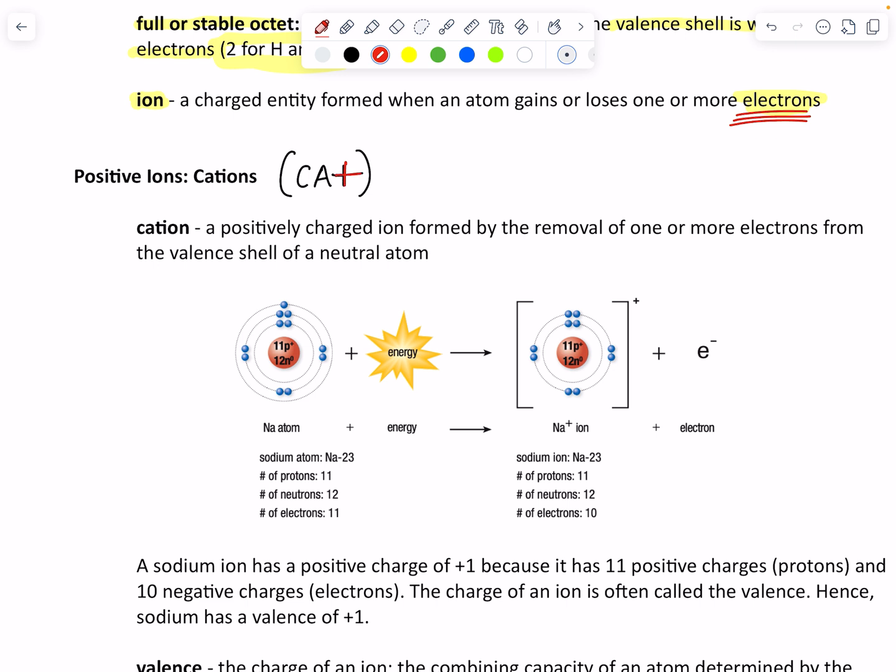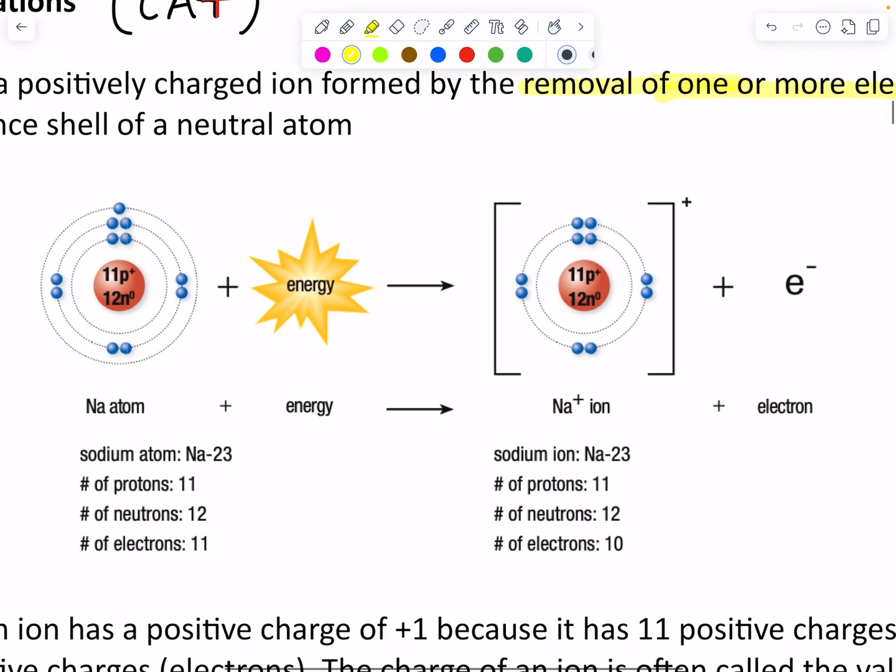A cation is defined as a positively charged ion formed by the removal of 1 or more electrons from the valence shell of a neutral atom. Here we have a sodium atom. A sodium atom has 1 electron in its outermost shell.